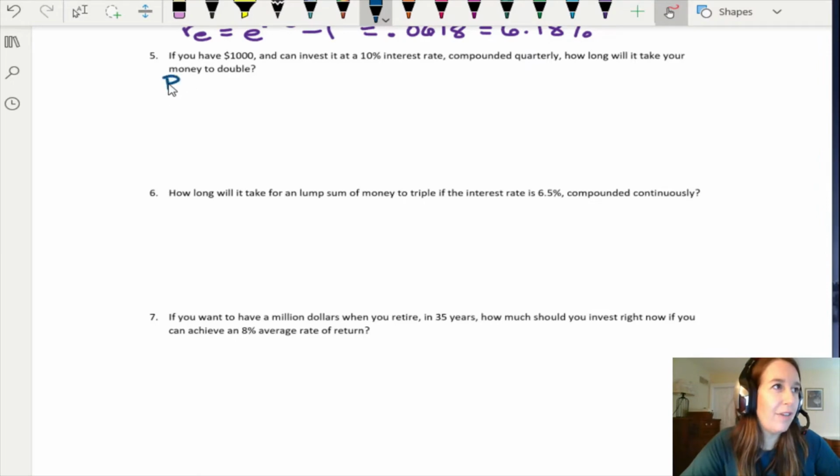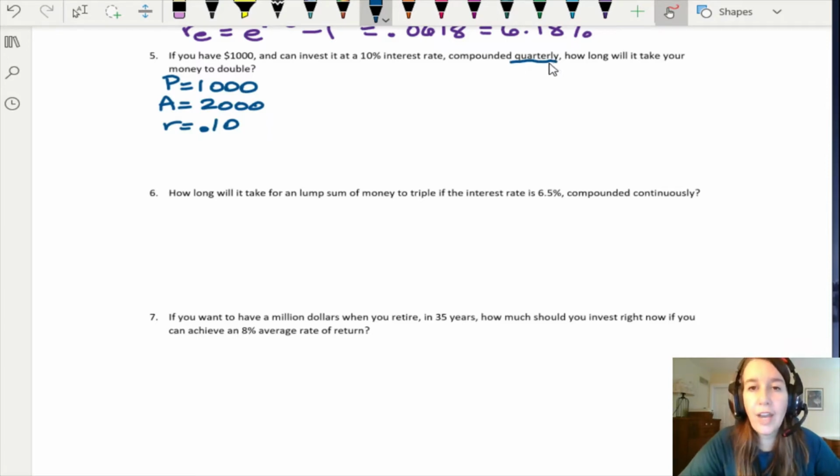So the things that we have here are we know that the initial amount is $1,000, and we know that we want to get A to be $2,000, and we know the rate is 10%, which is 0.10. And then we know compounded quarterly means dividing the year into quarters, so it's 4 times per year. So n is equal to 4. And I think that's it. And we are looking for how long, so we're going to be finding the time.